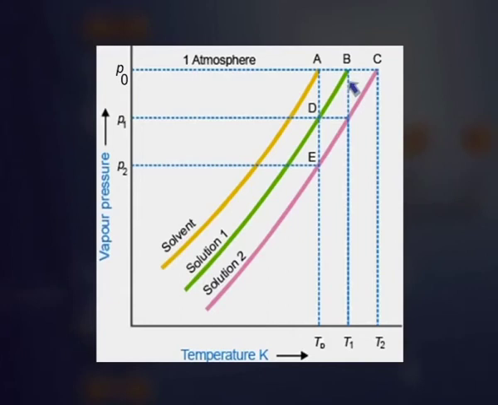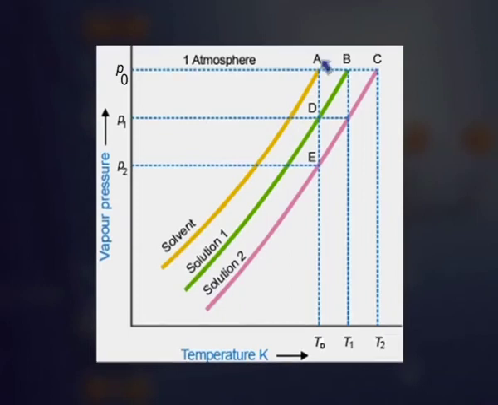For solution 1, we are getting a vapor pressure lower than the pure solvent, and if we add some more solute to it, we are getting a vapor pressure even lower than solution 1. As vapor pressure lowers, its boiling point increases. The curves of the solutions always lie below the curve of the pure solvent. The line P0C represents the atmospheric pressure. T0, T1 and T2 represent the boiling points of pure solvent, solution 1 and solution 2 respectively. The vapor pressures of pure solvent, solution 1 and solution 2 at temperature T0 are P0, P1 and P2 respectively.